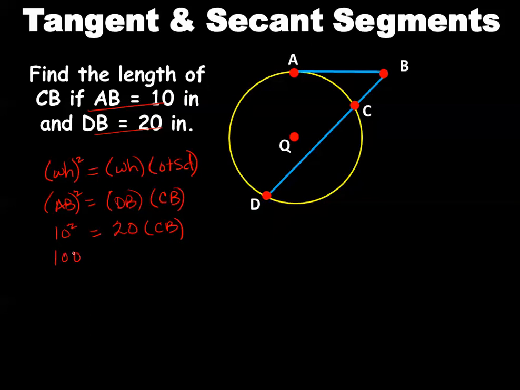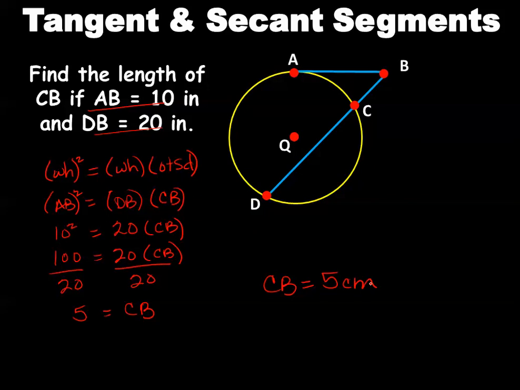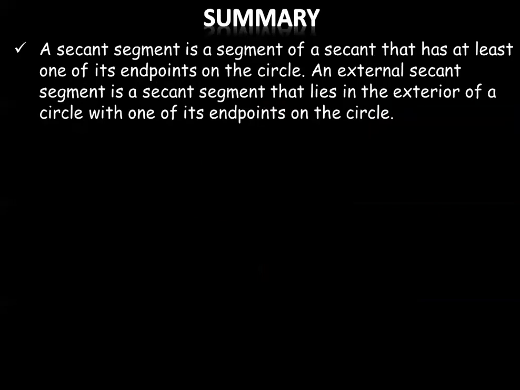So 10 squared is 100. Didn't have anything to simplify on the right side. Now I'm going to divide both sides by 20. 100 divided by 20 is 5. So CB is equaling 5 centimeters. Okay, I didn't miss anything.